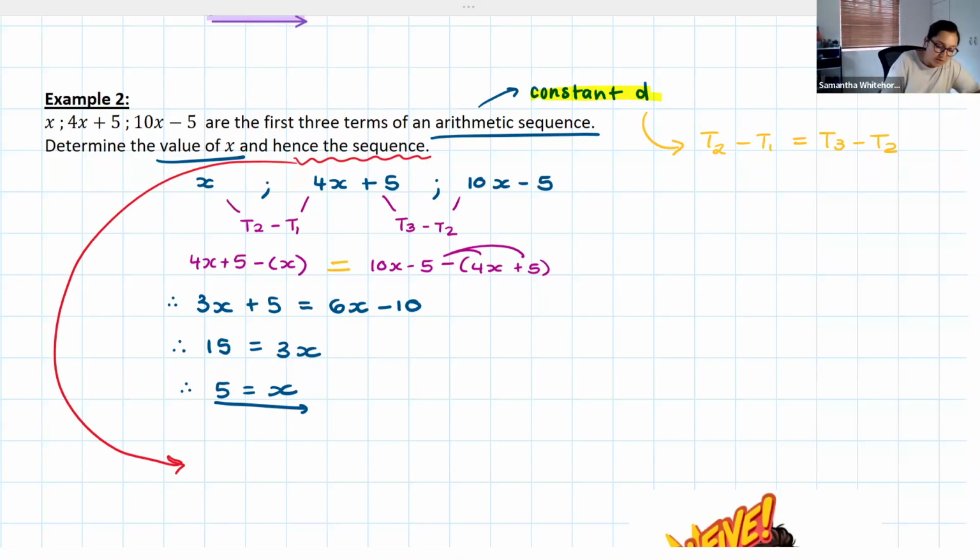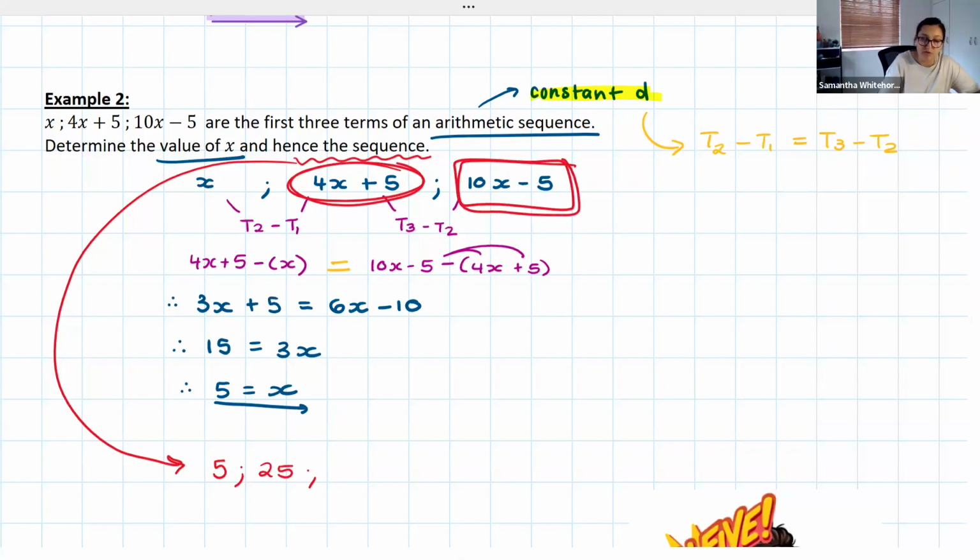And because we have x, we know that. So the first term was x, so it's 5. The second term was 4x plus 5, which would be 4 times 5, which is 20, plus 5. And our third term was 10x minus 5. So 10 times 5 is 50, minus 5 is 45. So that's my sequence. That's it. I'm not asking for a general formula or anything like that. When I say determine the sequence, I'm just asking you to write down the numbers.